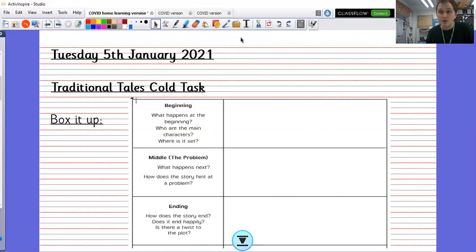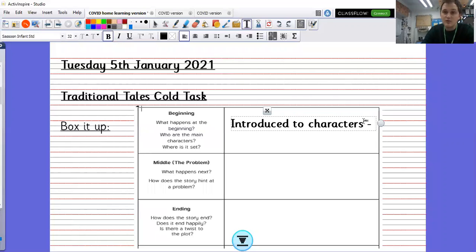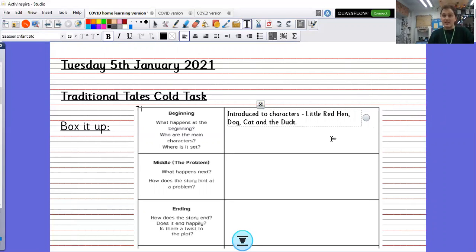Okay, so what we're going to do now is box it up, team, together. Let's have a little think of what happened at the start. At the start of the story, we were introduced to our characters. We had the Little Red Hen, didn't we? Who else did we have? We had the dog, the cat and the duck. Those are our lovely characters that we are introduced to. Now at the beginning, what happened? Share your ideas.